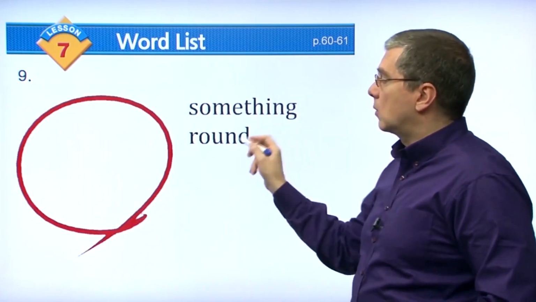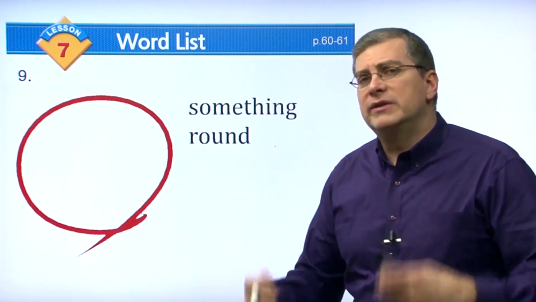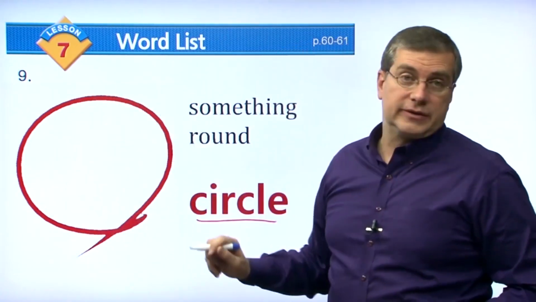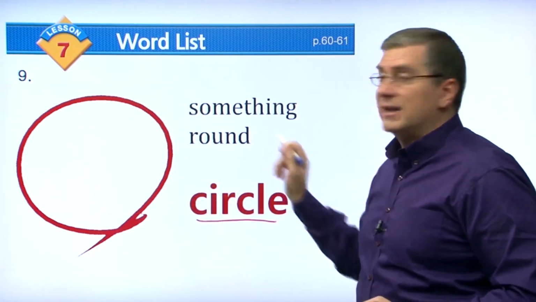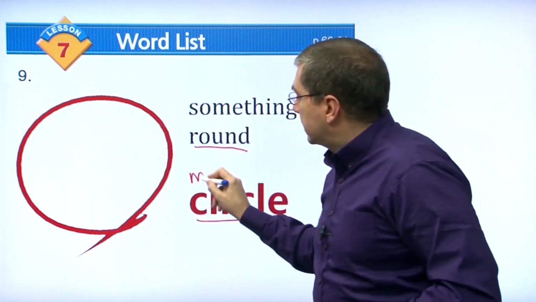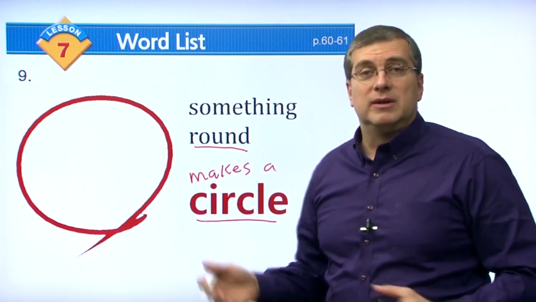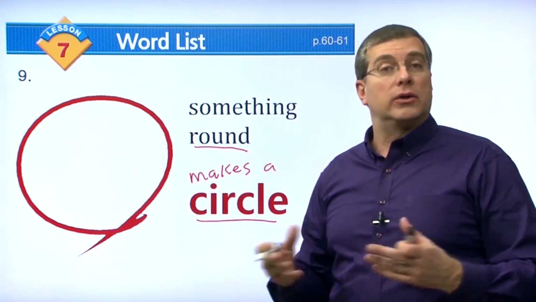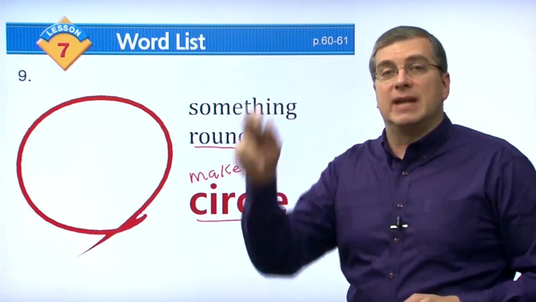Okay. Something round. We talked about that. A ring is round, but a ring makes a shape. What is the shape called? It's a circle. This is a circle. We can also say it's a ring, like the ring on my finger, or the ring in a tree. It's a circle. It makes a circle. It's round. So something that is round, it makes a circle. That's the shape. The circle is the shape. It is round. You could also say it has a round shape. Also, a ring. A ring is a round shape. It is a circle. A ring makes a circle.